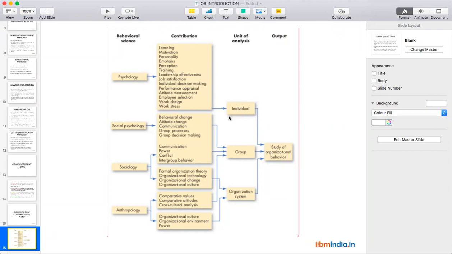Now, individual behavior is the major part of your study of OB. The study of OB is also associated with individual behavior, and why a particular individual is behaving in this sense is basically the study of psychology. I hope this part is clear to everyone, what psychology is all about, because psychology is always associated with individual behavior. Clear, everyone?